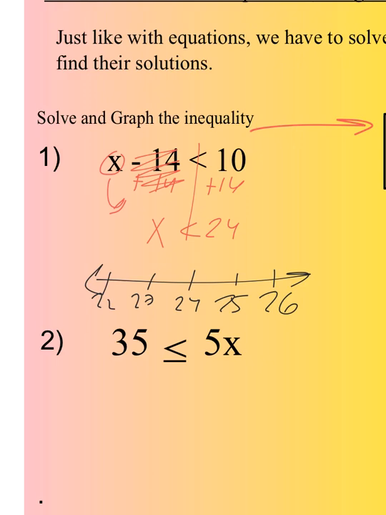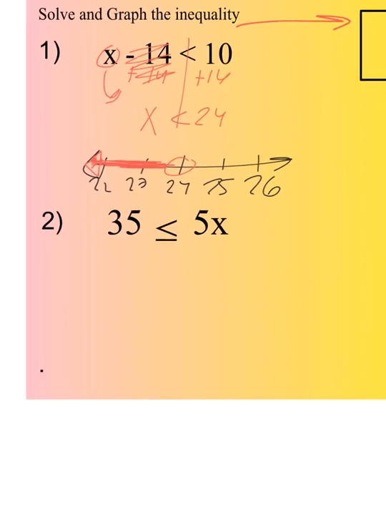In this case, since it's just less than, I would open circle. I don't fill it in because I'm shading in the answers, but it doesn't have the equal to sign underneath. And I will shade the numbers that are less than, towards 23, 22, and all the way down. Okay, so there's me solving and graphing.